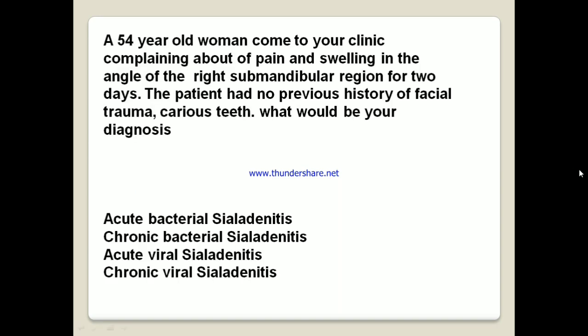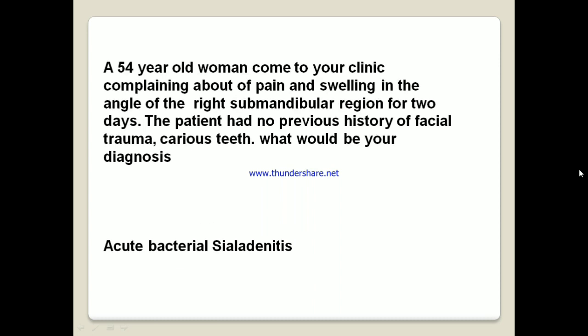Acute non-suppurative sialadenitis is seen in B. Mumps. A 54-year-old woman comes to your clinic complaining about a pain and swelling in the angle of the right submandibular region for 2 days. The patient had no previous history of facial trauma or carious teeth. What would be your diagnosis? Acute bacterial sialadenitis. Chronic bacterial sialadenitis. Acute viral sialadenitis. Chronic viral sialadenitis.